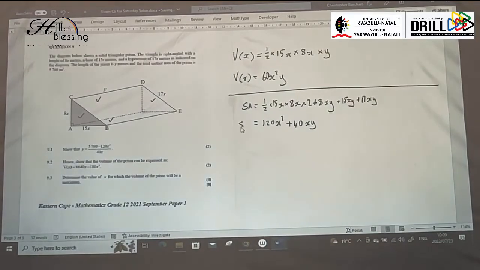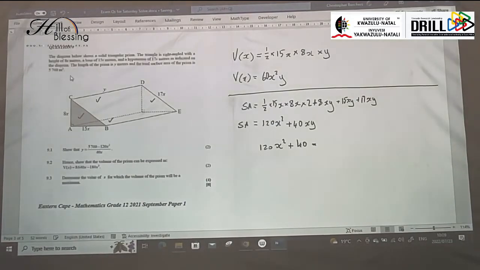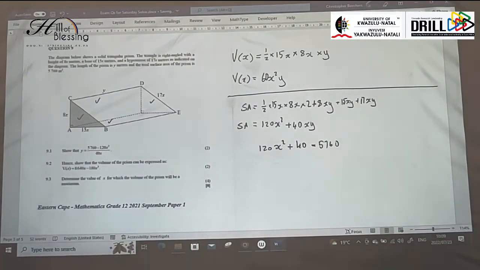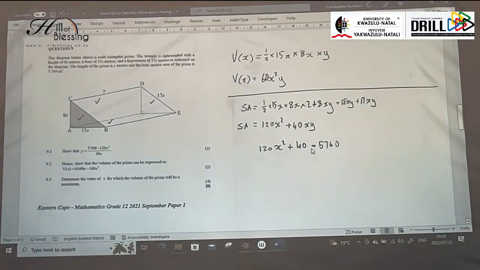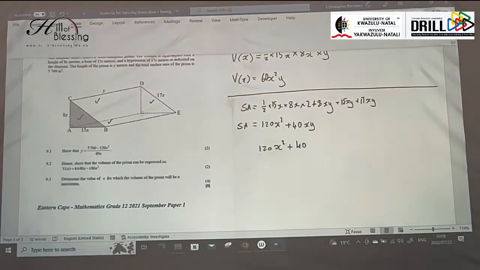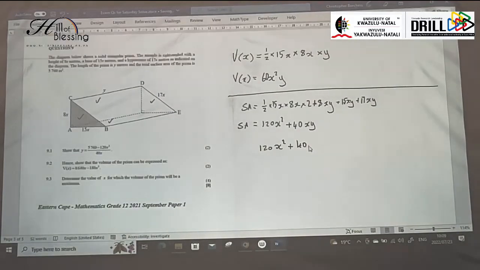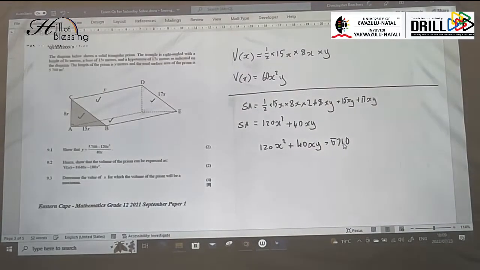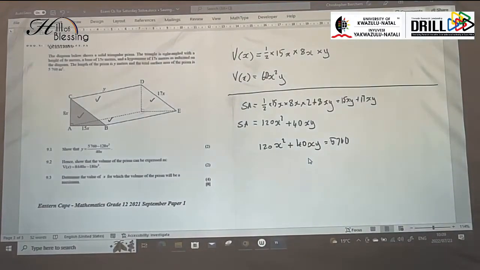So this is what the surface area equals. But we are told that this surface area is equal to the number 5,760. So 120x squared plus 40xy equals 5,760. Yeah. Now what we want to do is isolate y.